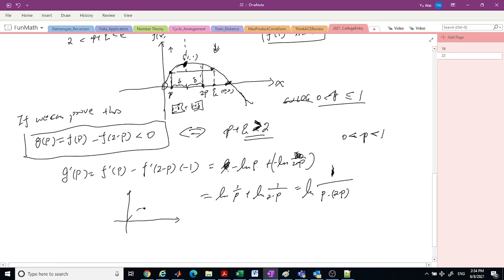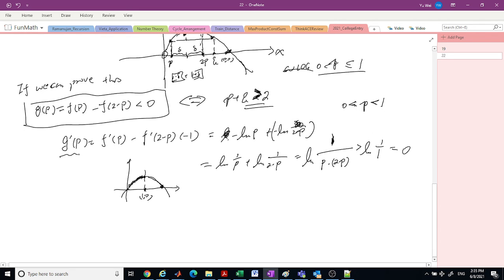For p times (2 minus p), the zero points are p equal to 0 and p equal to 2. It will be like this. So this is the 1. You can see the maximum of the denominator is the smallest number, and the minimum of the denominator can make it larger, right? So within p in this range, the maximum is 1. So this number, log of 1 over 1, should be greater than 0, right?